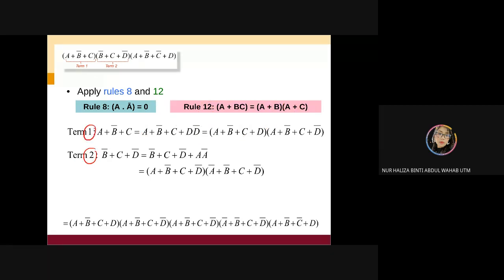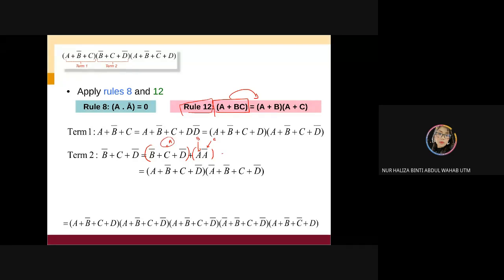For term 2, you do similar things, but you add with A dot A bar. Because you add A dot A bar, this whole thing will be equivalent to your A. A will be your B, and A bar will be your C, to meet the requirement of rule number 12. So you're going to get your POS value, which is A.